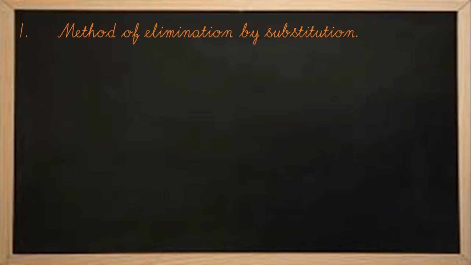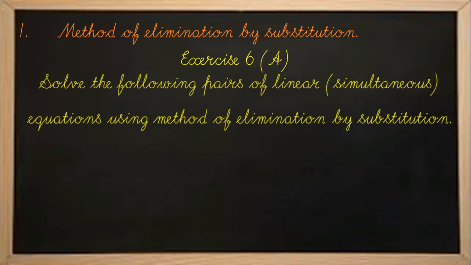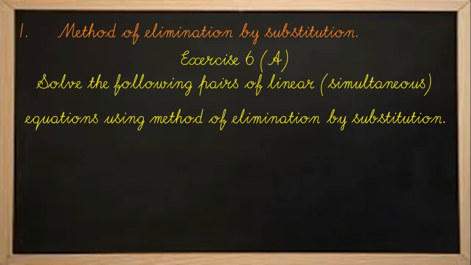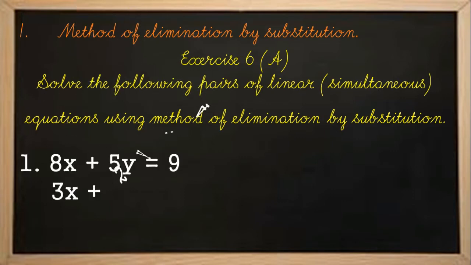So for this, how to understand or how to solve this, I'll go directly with the exercise problems. While solving the problems itself, I'm going to explain the steps. So exercise 6a, solve the following pairs of linear equations using method of elimination by substitution. So the first question is 8x plus 5y is equal to 9, 3x plus 2y is equal to 4.